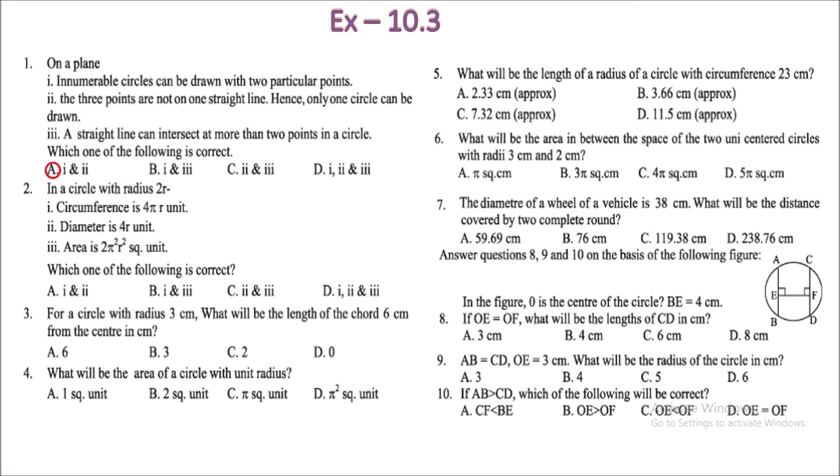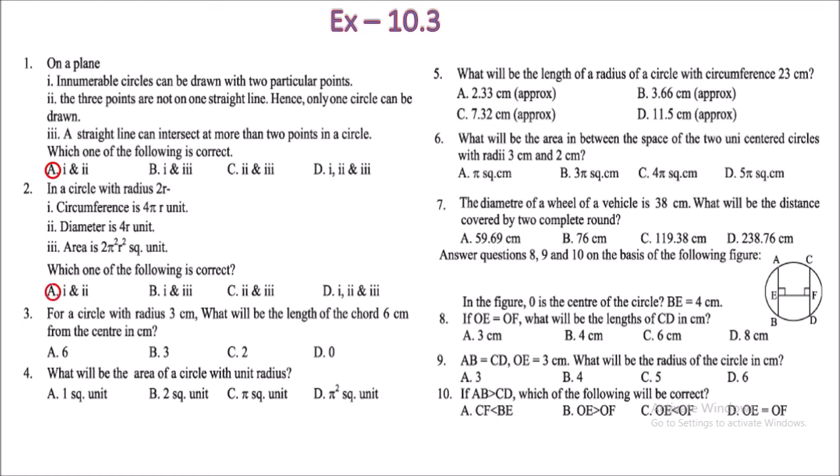So in a circle with radius 2r, circumference equals 2 into 2 pi r, that equals 4 pi r. Then diameter equals 2 into radius, that is 2 into 2r, that equals 4r. It is also correct. Area will be 4 pi r square. That is not correct as given here. So 1 and 2 are correct.